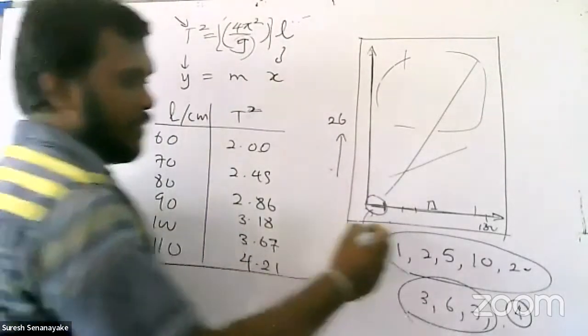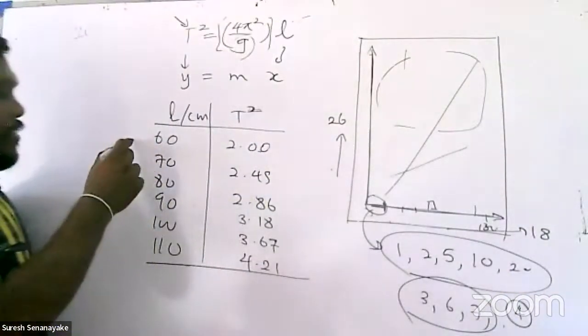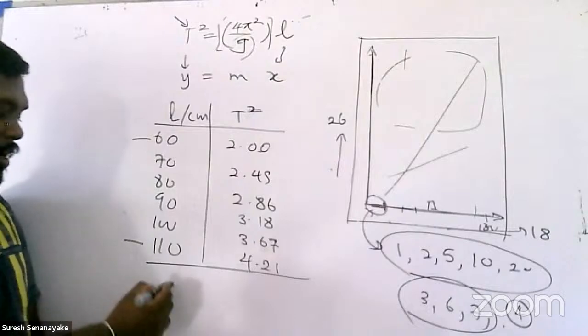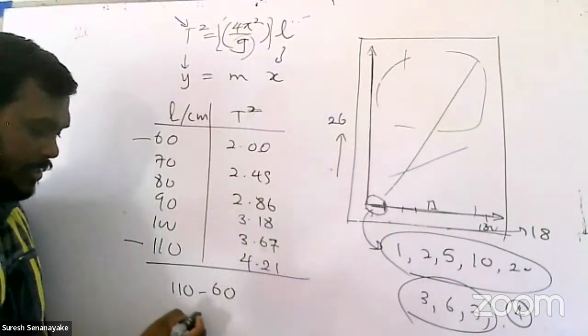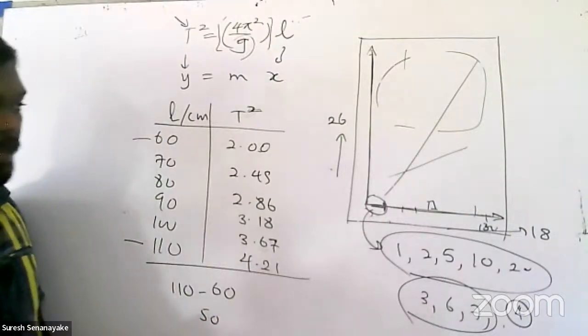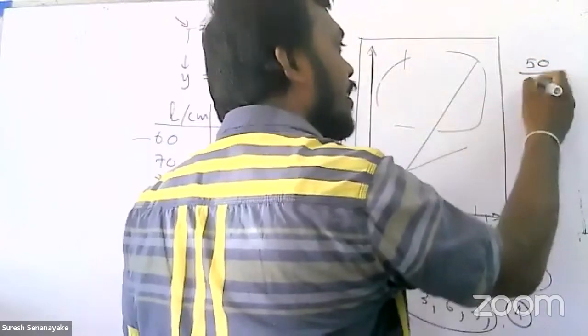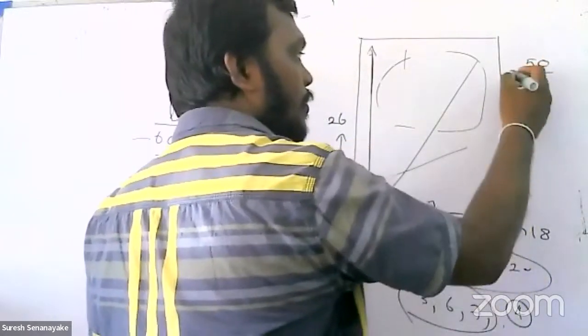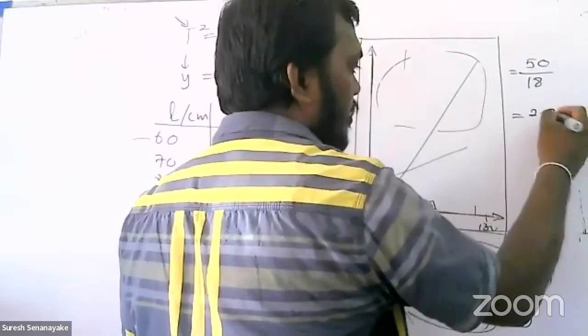So here, according to this data, I'm telling you how you can get it. I told you that on this side there are 18 squares. Then what is the range of data you need to represent? 110 minus 60 is 50. That means you need to represent 50 centimeters with 18 squares. So the value for 1 square will be 2.7.